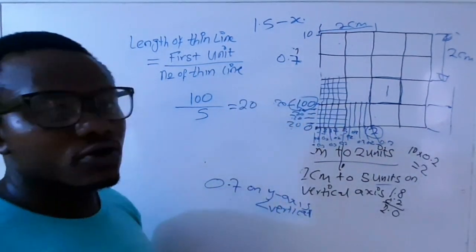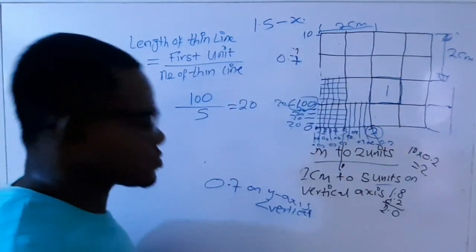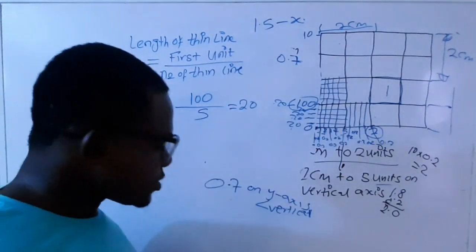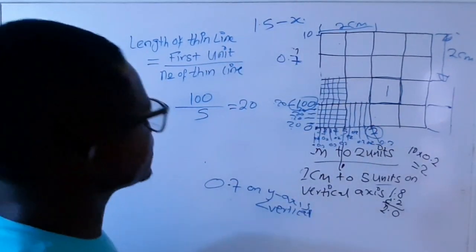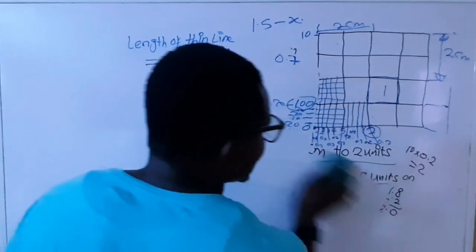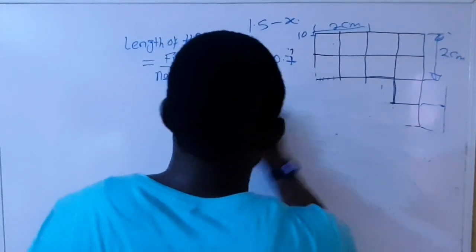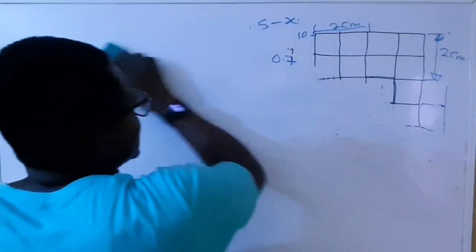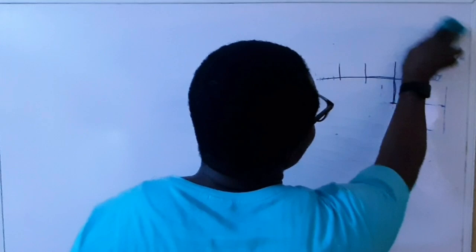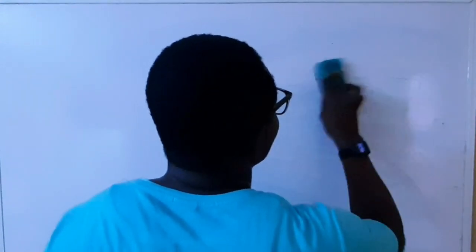So you use this method to calculate your value. That is how you can solve your graph and be able to plot your value on the graph. Now let me quickly take you through how you pick values on the graph.